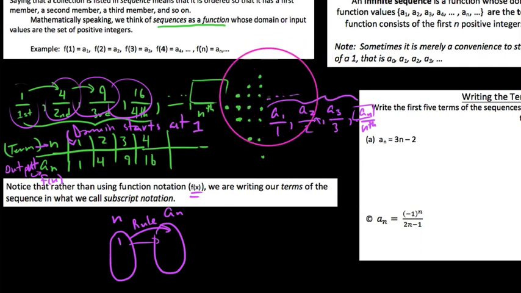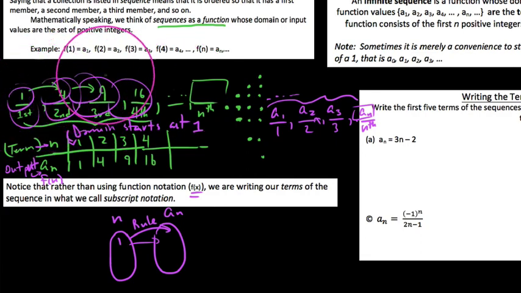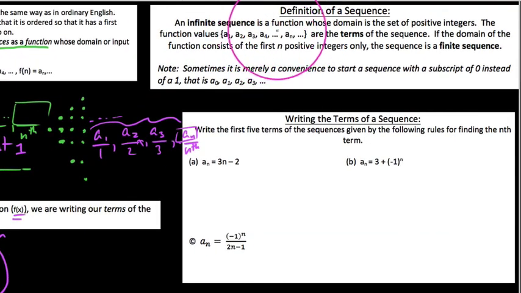If it were to go on forever and ever, we could see how we have some sequence of things where there's a first, second, and third thing, but it goes on forever. An infinite sequence is a function whose domain is the set of positive integers. That is, our term numbers start at 1 and then go on forever. The function values are a1, our first term, a2, our second term, a3, a4, and an, our nth terms in general. We call these the terms of the sequence.